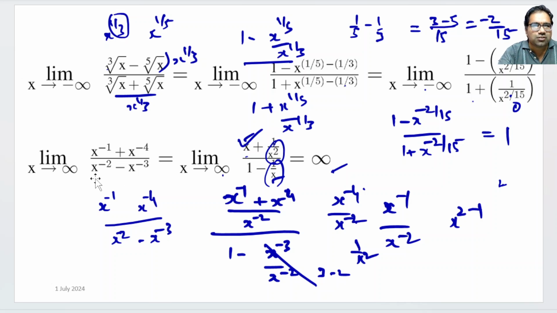Right, guys? We just need to take the highest power in the denominator and divide both the numerator and denominator with that highest power and then simplify. Basic algebraic simplification. Right, guys?